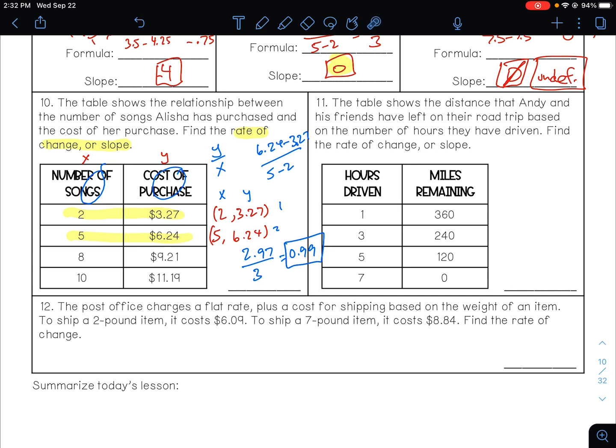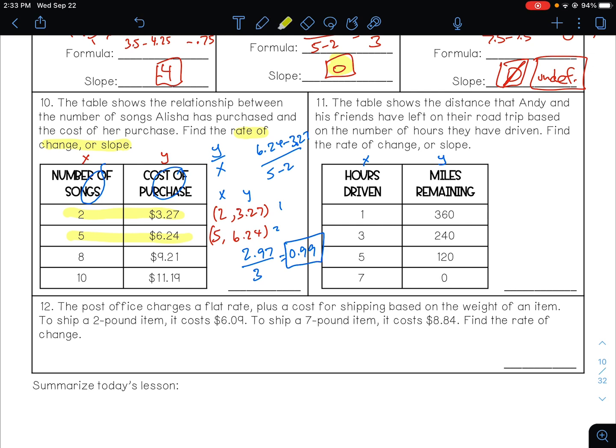All right, let's try number 11. The table shows the distance Andy and his friends have left on their road trip based on the number of hours they have driven. Find the rate of change or slope. So our x is the hours driven. Our dependent variable, which is our y, is our miles remaining. So we have miles remaining per hours driven. So let's choose 2 points.